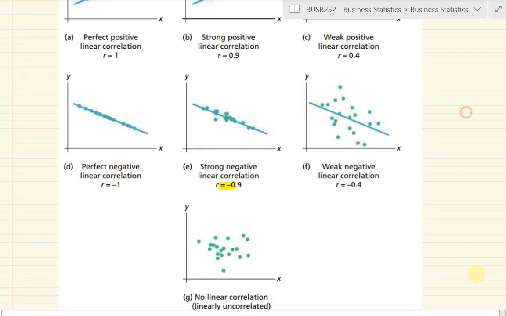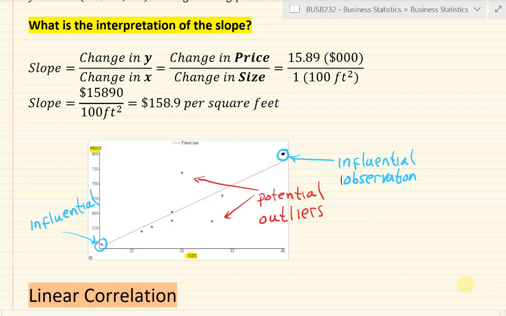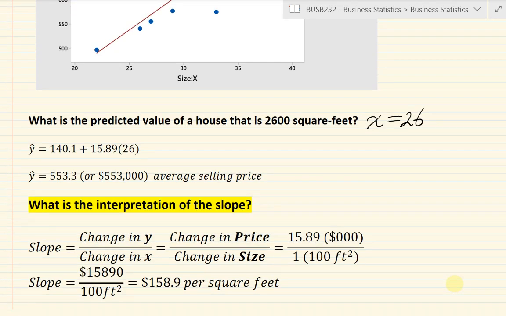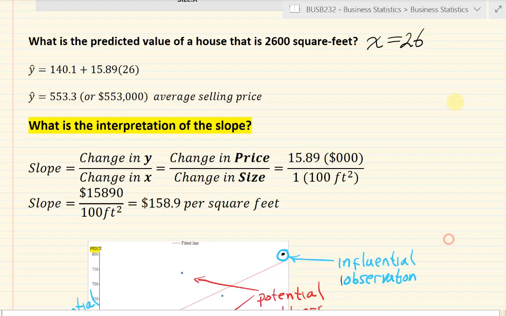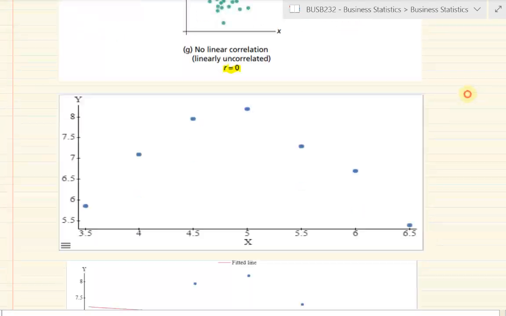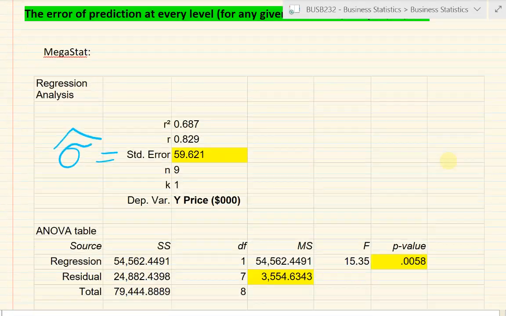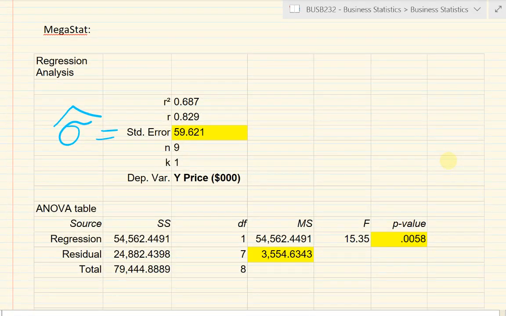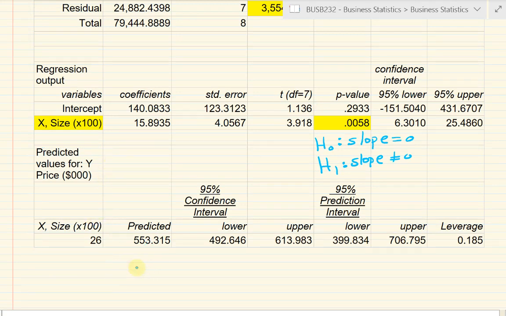Right up here. Was it up here? Yes, we did. This is our predicted value. Remember this one? $553,000. You can actually get Megastat to make that prediction. $553,000, and that's what Megastat output is going to give us. Sorry, I scrolled fast, I know, but I just want to get to the bottom of this output. There's your $553,000 predicted value at that level of x.